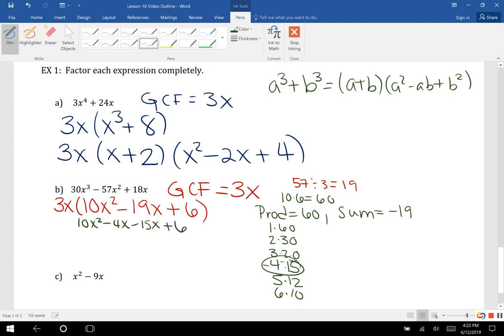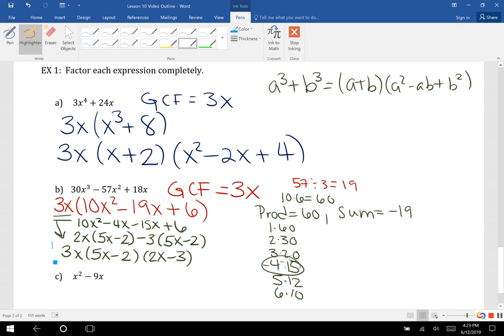So first 2 terms, we'll pull out a 2x, and we're left with 5x minus 2. And then in the second 2, I'm going to take out a negative 3. And now I'm left with 5x minus 2. That's a good thing. I can pull the 5x minus 2 out front. I'm left with a 2x minus 3. And then finally, I can't forget about that GCF. That's going to be part of my final answer. And so there's my final answer. 3x, 5x minus 2, 2x minus 3.